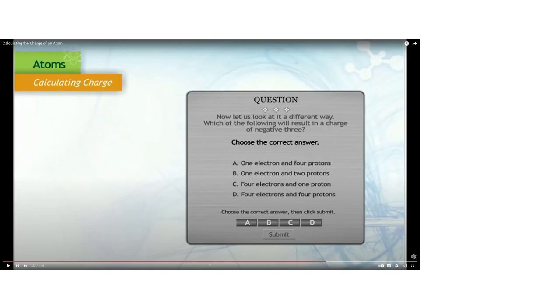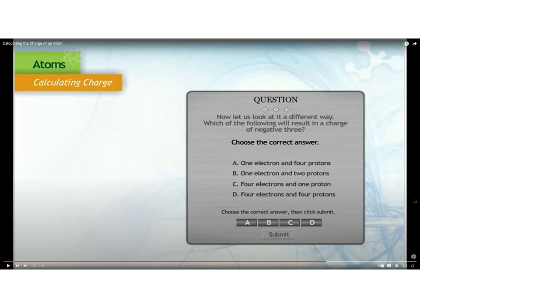Okay, let's show what this is. The poll says six people said B, 1 electron and 2 protons. That's a +1. Four people said 4 electrons and 1 proton. That's a -3. So 4 electrons, 4 negatives, and 1 proton is a -3. So the letter was C. Some people said it was 4 electrons and 4 protons, which would cancel each other out. That would be 0.